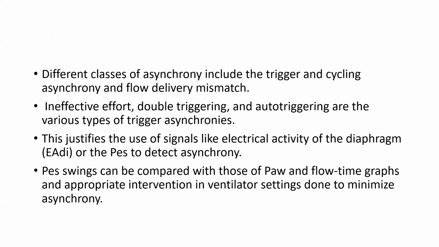Different classes of asynchrony include trigger and cycling asynchrony and flow delivery mismatch. Ineffective effort, double triggering and auto triggering are various types of trigger asynchrony. This justifies the use of signals like electrical activity of the diaphragm or esophageal pressure to detect asynchrony. Esophageal pressure swings can be compared with those of airway pressure in the flow time graph, and appropriate intervention in ventilator settings done to minimize asynchrony.